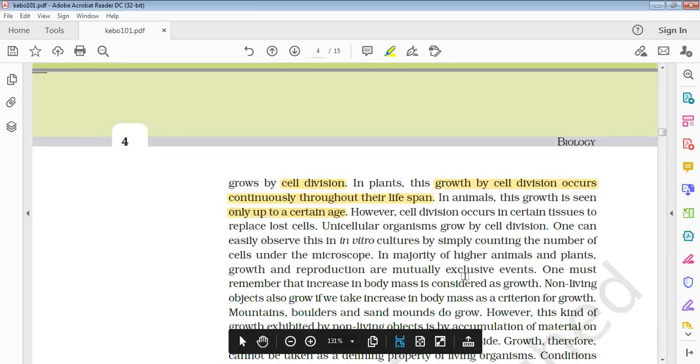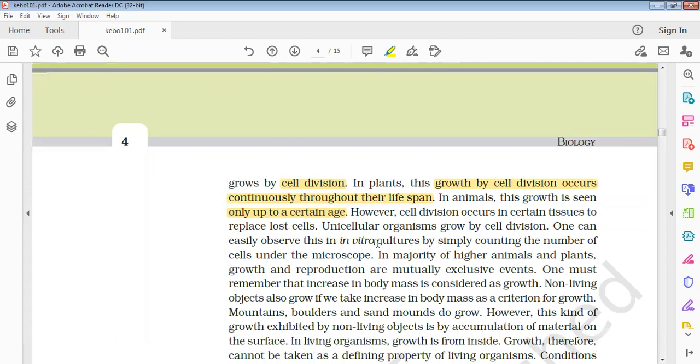So how do unicellular organisms grow? Unicellular organisms also grow by cell division. So in multicellular organisms, we said that their growth occurs by cell division. Similarly, in unicellular organisms also, their growth occurs by cell division.